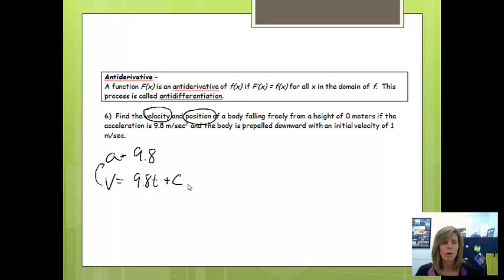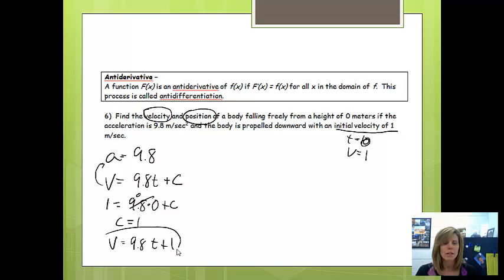Okay, so now what we are going to do is try to find what that constant was, because they gave us a lot of information. Did they give us anything about the velocity? Yes, they did. They said the initial velocity was 1 meter per second. So that means at time equals 0, the velocity was 1. So now I'm just going to plug that information in. I get 1 equals 9.8 times 0 plus c. That will be 0, so I get c is equal to 1. So my velocity now is 9.8 t plus 1. All right, so I found the velocity.